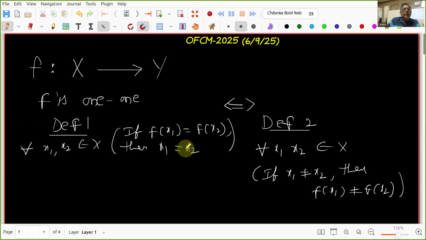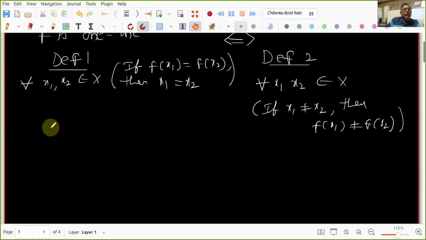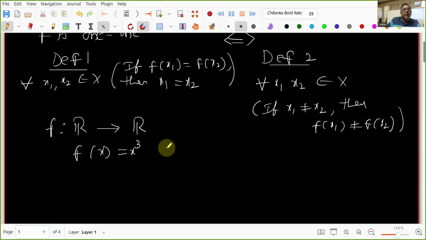What is the meaning of being equivalent? You can use either of the definitions. Sometimes this can be proved easily, sometimes that can be proved easily. For example, I want to show f is a map from R to R. Is f of x equal to x cube 1-1? In that case, this will be a little easy. Of course, one can do it with both.